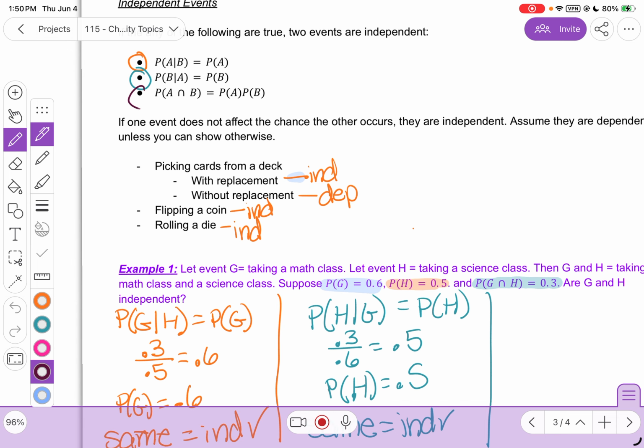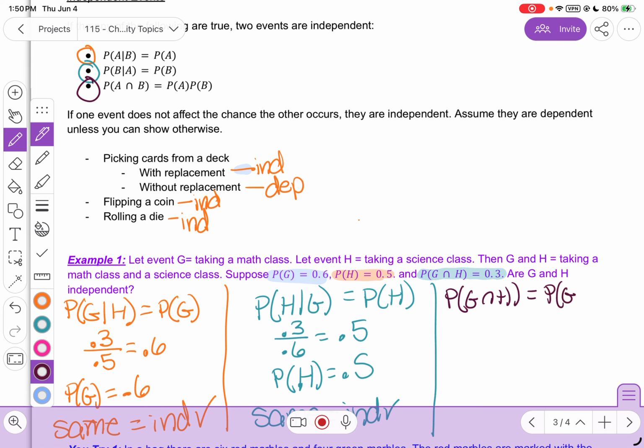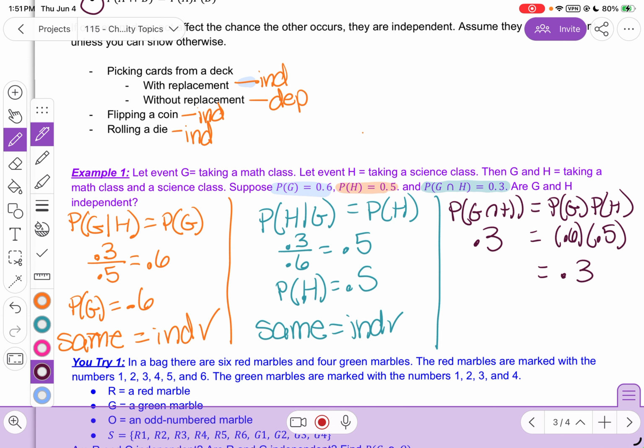Let's try the last one. Is the probability of G and H the same as the probability of G times the probability of H? Well, they tell us that the probability of G and H is 0.3. So the probability of G is 0.6. The probability of H is 0.5. If I multiply those together, I get 0.3. Are those the same? Yes. So since they're the same, they're independent.